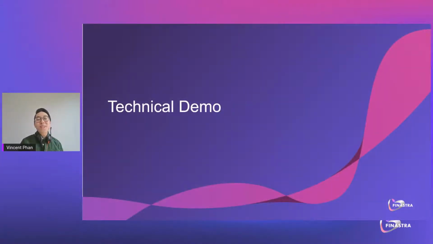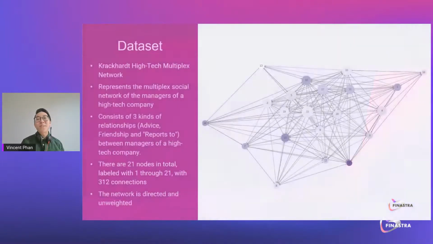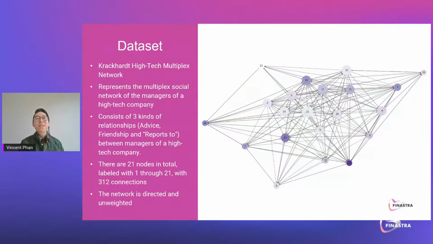So we're going to go through a technical demo to show how to visualize these types of multiplex relationships, where you can see, like, a person is also a friend and a coworker. The example dataset we'll be using is called the Krackhardt High-Tech Multiplex Network. It represents the multiplex social network of managers at a high-tech company.